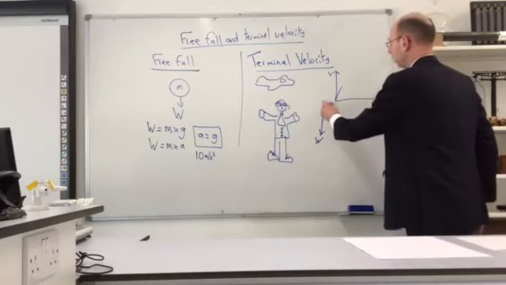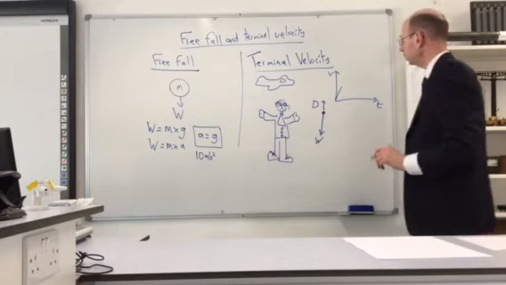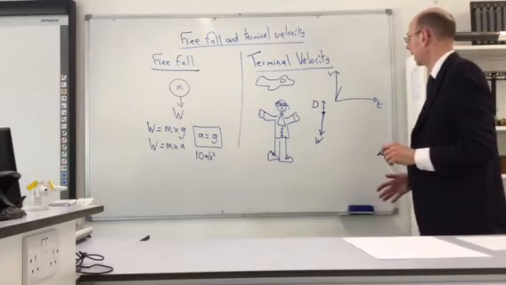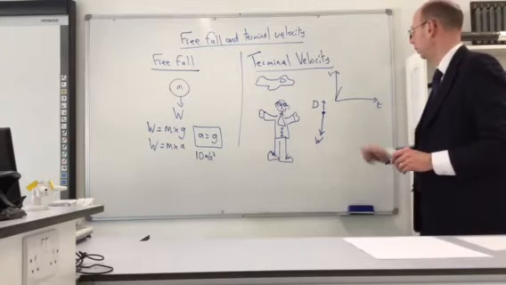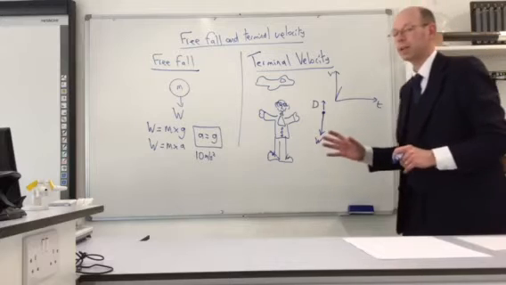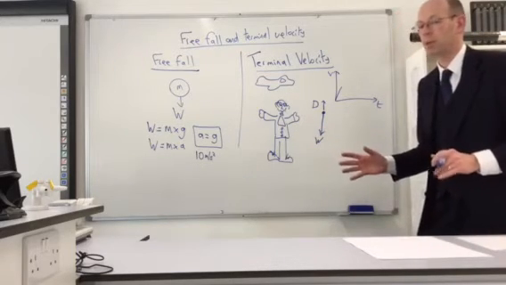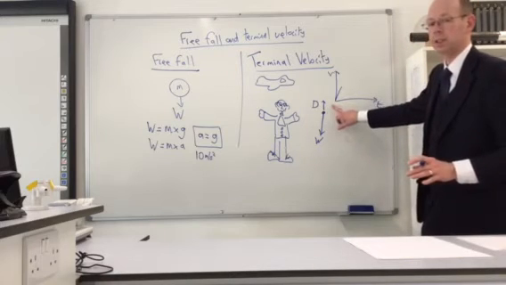So this is a drag force, and the drag force opposes his motion because it's a frictional force, and it's going to reduce the resultant force on our skydiver. Now you have to be very careful at this point. People start to say, oh, he's slowing down. Well, no, he's not. There's still more downwards force than upwards force.